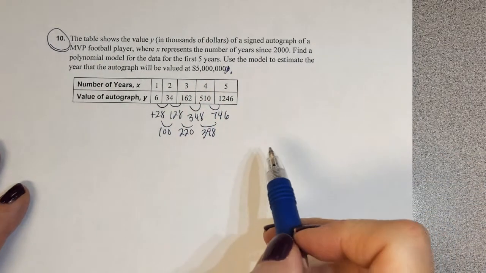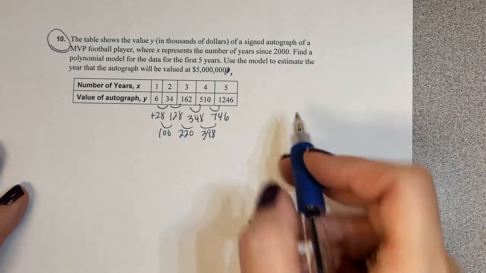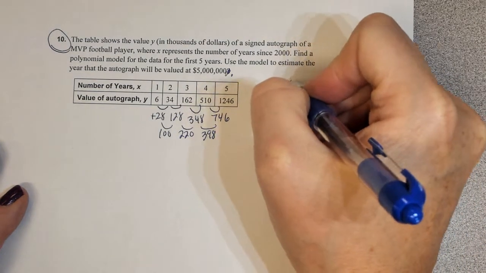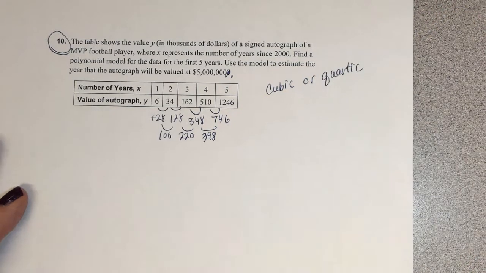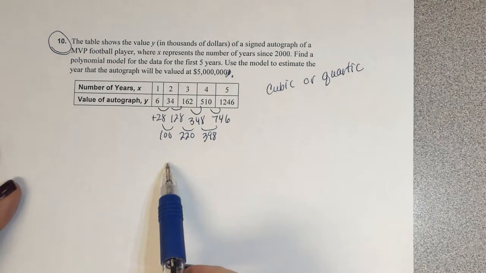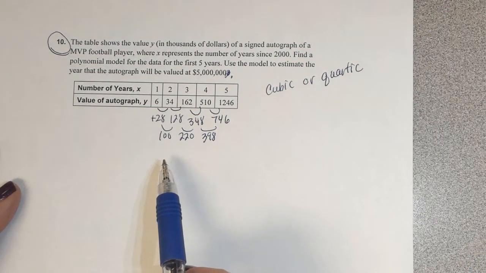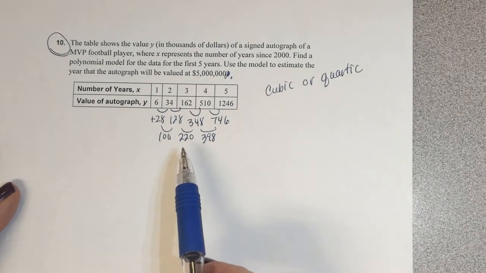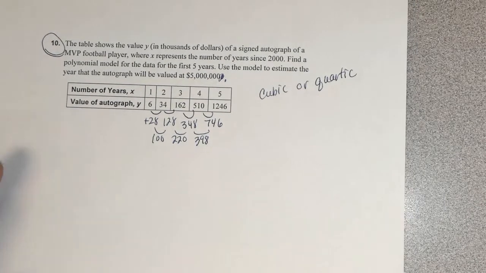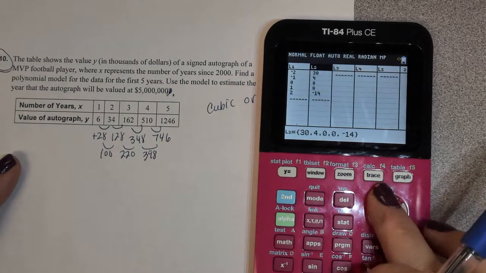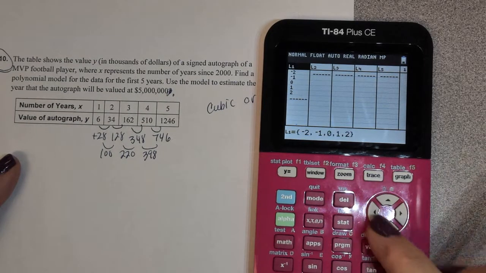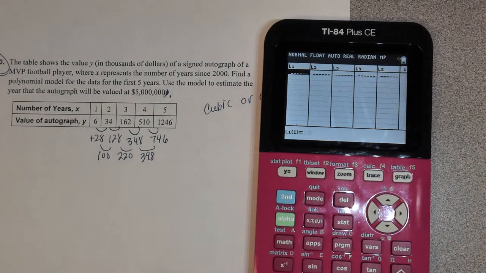So what do I know it's going to have to be? Cubic, but it could be also quartic. Okay, I'm not going to bother going any further. I can kind of already see it's not going to be cubic. It's probably going to be quartic. But I don't even really have enough data to know that, so I'll show you what we do in this case. We're going to go to our stat, edit, clear it out, put it in there.